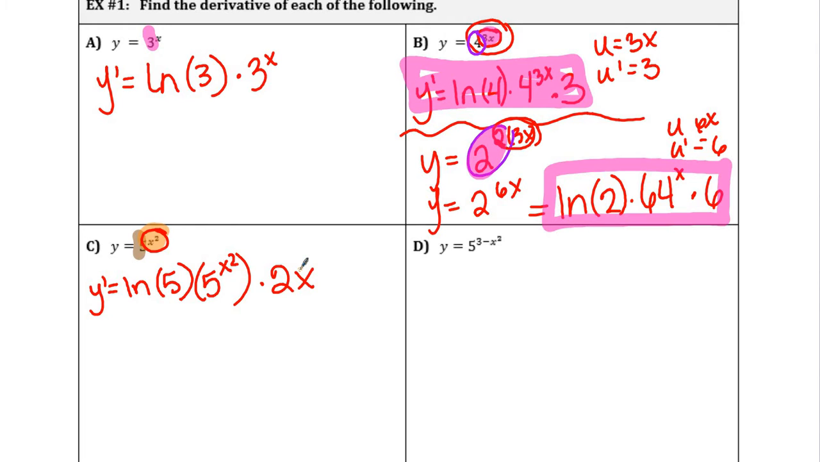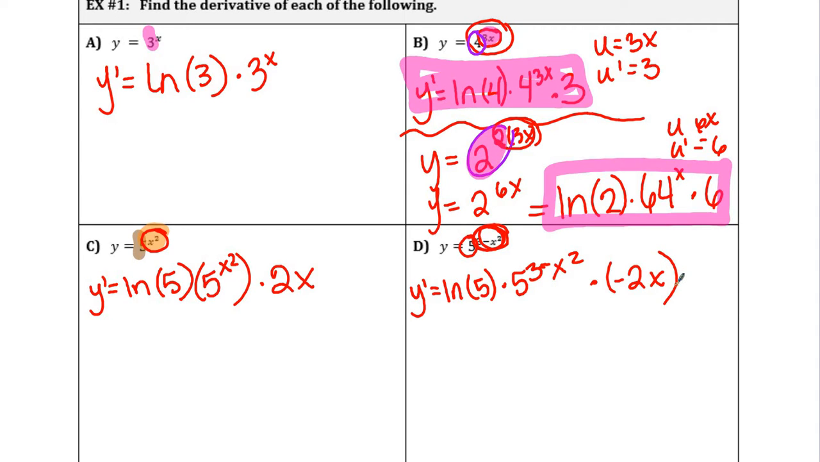And that's it. On D, again, this is my inside function, that is my peanut, and that is my chocolate. So I'm going to take the derivative of the outside function by taking the natural log of the base times the original function, and then I just have to multiply that by the derivative of this inside function, which is, the derivative of 3 is just 0, so negative 2x. And that's that. So again, when you're taking the derivative of something that has a base other than e, you're just going to take the natural log of the base times the original function.